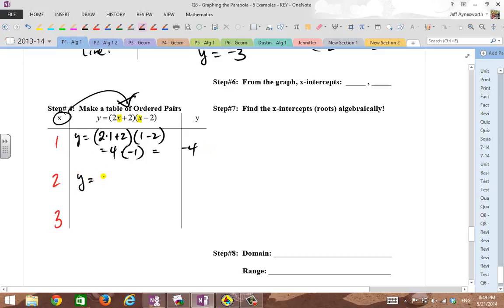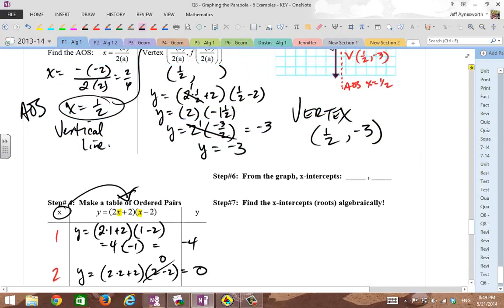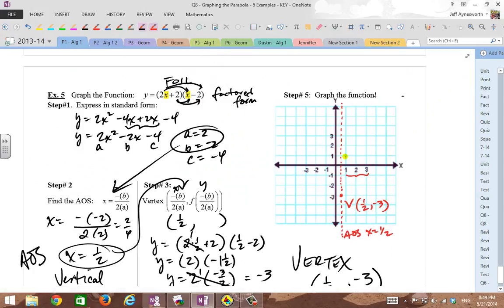My second one is 2 times 2 plus 2 times 2 minus 2. Well, that's 0, and 0 times anything is 0. Third one, 2 times 3 plus 2 times 3 minus 2. That's 6 plus 2 times 1. That's 8. All right, so you get 3 comma 8. All right, so let's plot 1 comma negative 4 first. So 1, negative 4 is right here.